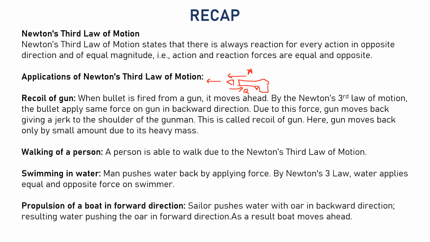Now, walking of a person: a person is able to walk due to Newton's third law of motion. We have already discussed this. If a person exerts force with his leg on the ground, the ground also exerts force on the person. The force exerted by the person on the ground will be the action, and the force exerted by the ground on the person will be the reaction. Due to this reaction, a person can walk forward on the ground.